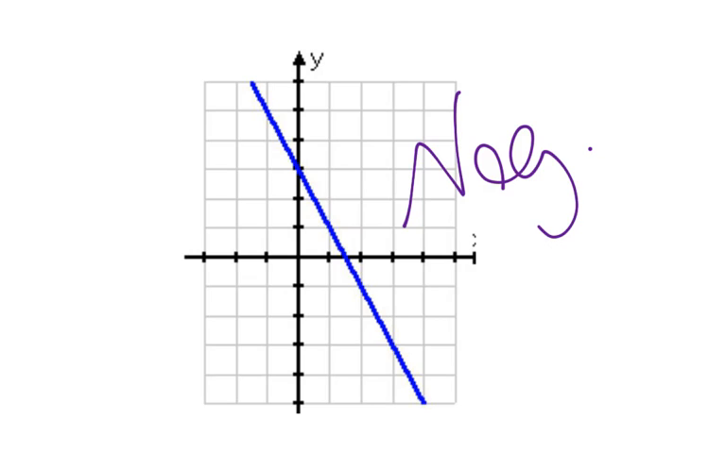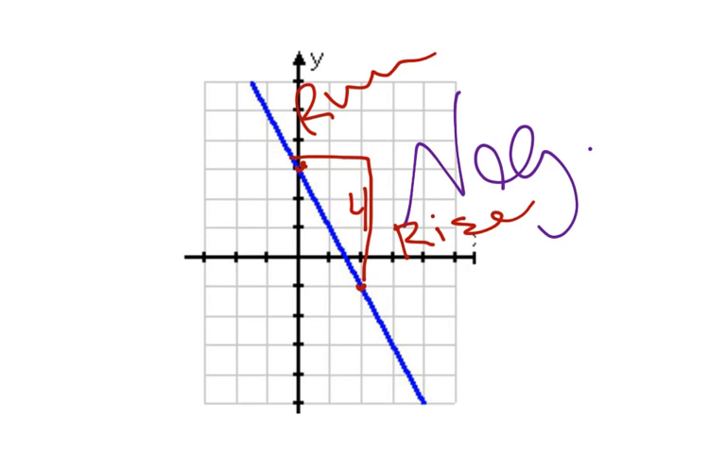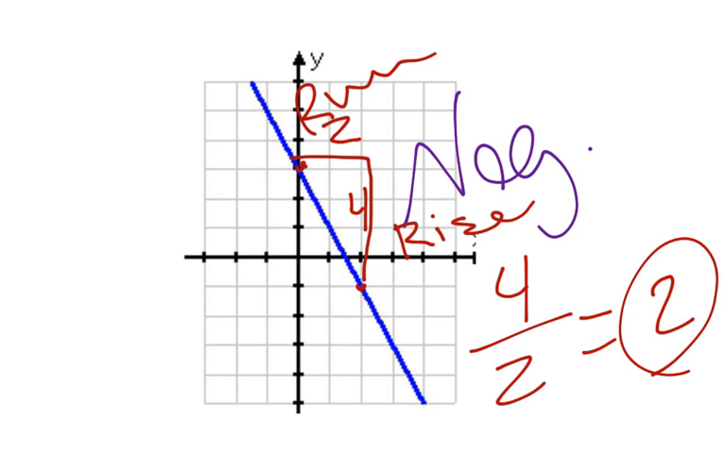If we were going to actually find the slope, remember we learned that it's rise over run. You got to find two good points, okay? Here's two good points. We're going to go up and over. This is my rise. This is my run. My rise was 1, 2, 3, 4. My run was 2. So my slope is 4 over 2, but that reduces to 2.